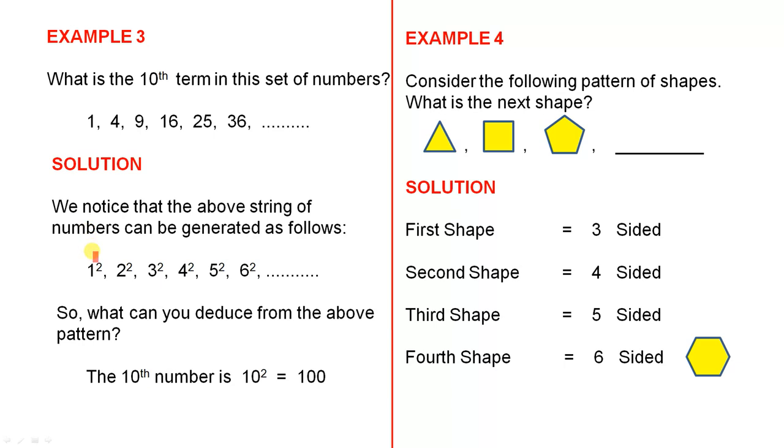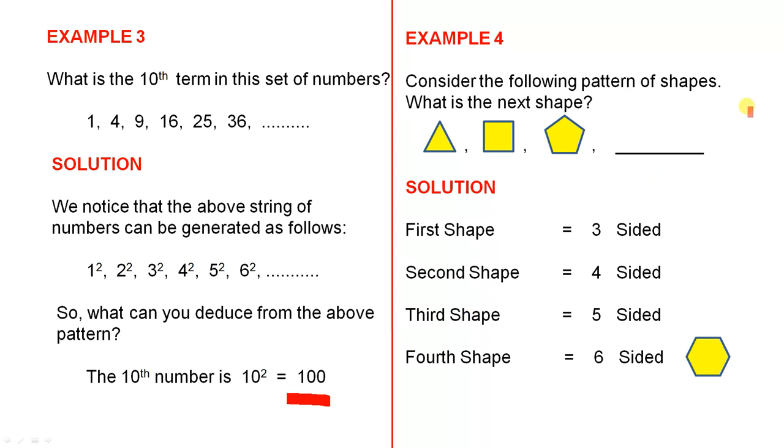So the 1 is 1 squared. The 4 is 2 squared. The 9 is 3 squared. The 16 is 4 squared, and so on. In other words, the first term is 1 squared, the second term is 2 squared, the third term is 3 squared, and so on. So the 10th term must be 10 squared, and that gives you 100.